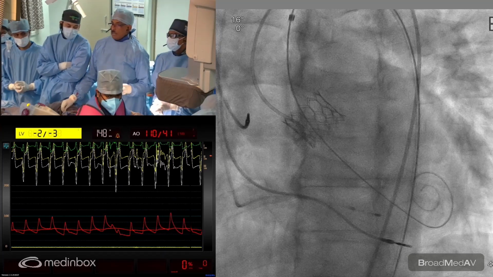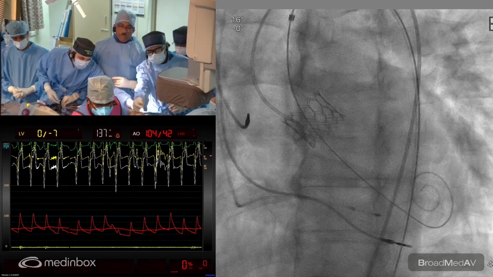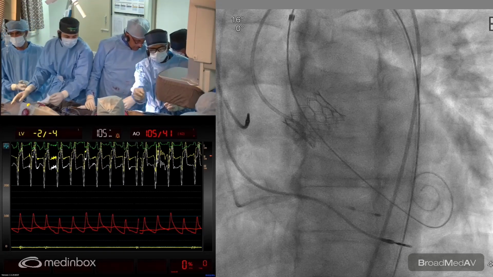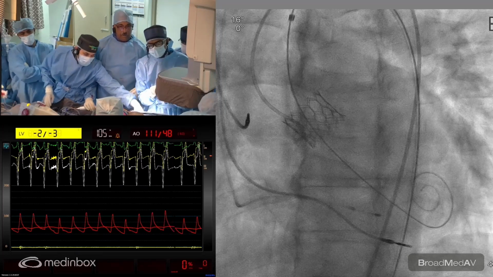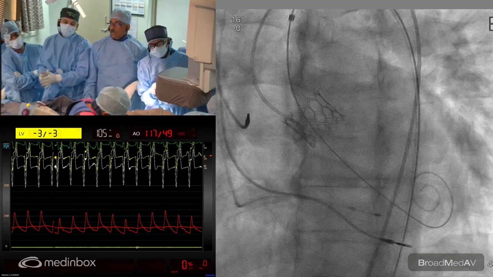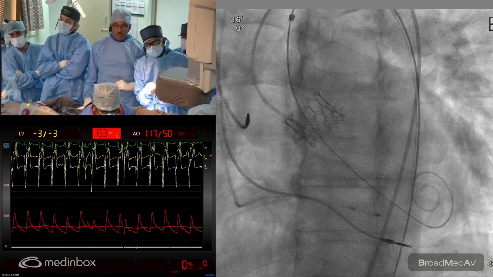So perfect. Just fluoro, please. Sometimes you see, reduce the depth and check for pericardial effusion first. Increase the depth from this side, please. Yeah. No effusion on the pericardium. Any regional wall motion? Okay, so it's all right.